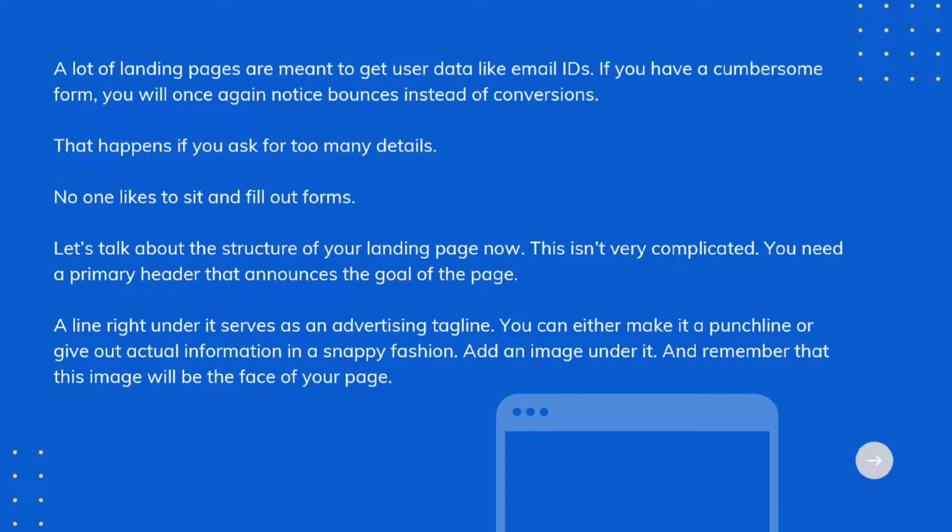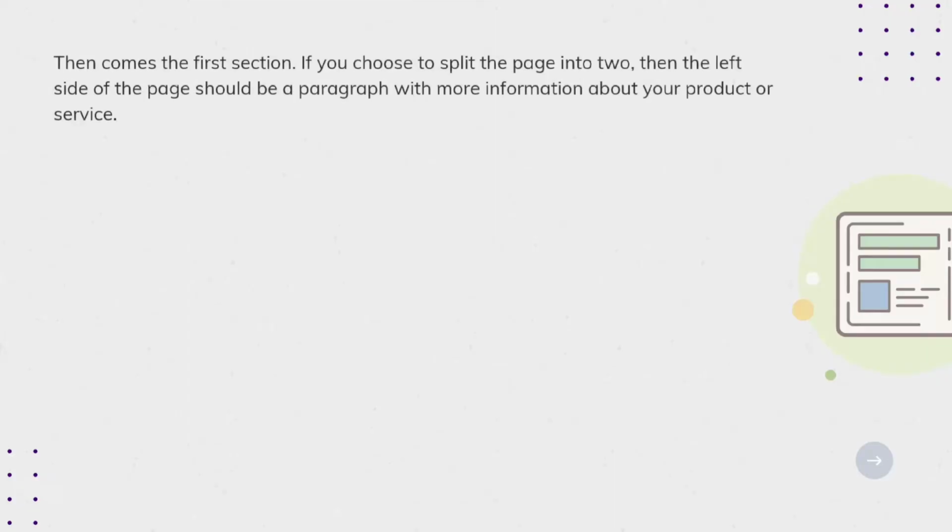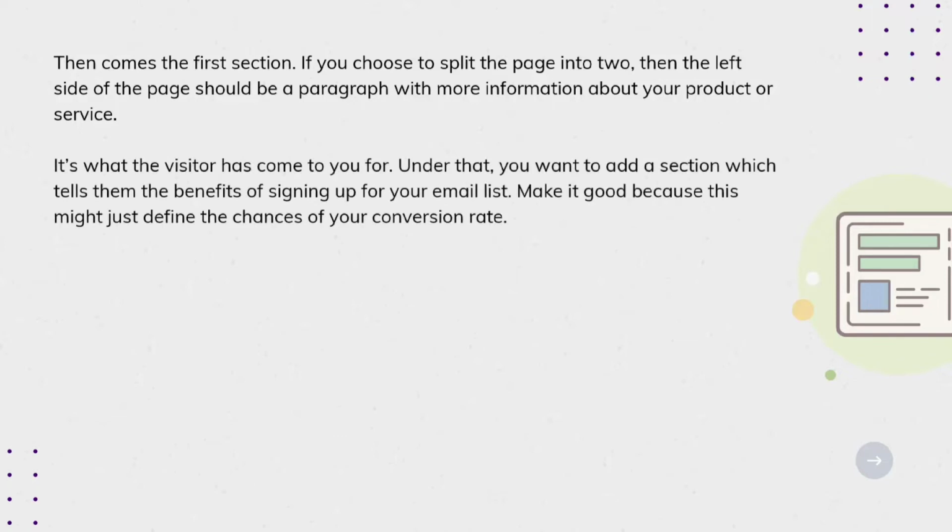Then comes the first section. If you choose to split the page into two, then the left side of the page should be a paragraph with more information about your product or service. It's what the visitor has come to you for. Under that, you want to add a section which tells them the benefits of signing up for your email list. Make it good, because this might define the chances of your conversion rate.